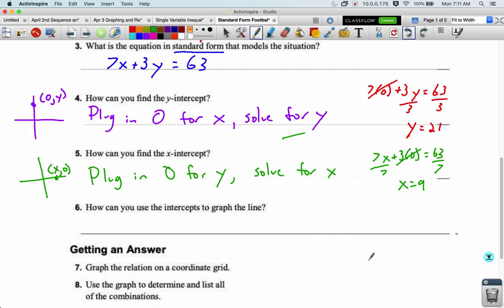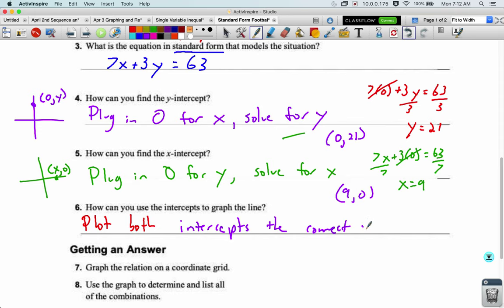All right, how can you use the intercepts to graph the line? It's as simple as just plot both. So plot both the intercepts. These both give you an ordered pair. We could say that this ordered pair here is 0 comma 21, and this ordered pair here is 9 comma 0. So plot both intercepts, then connect with a straight line.